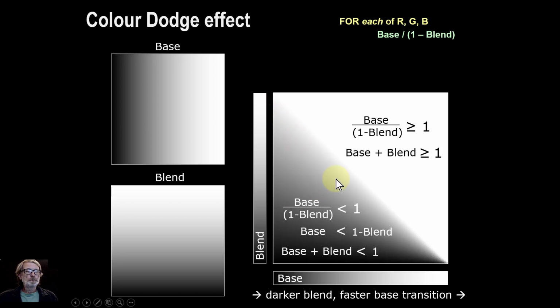You can also reflect this back over here. Base plus blend is less than 1 here, which means that base plus blend is going to be greater than 1 there. So all you need to know is the base value and the blend value, add them up, and you can tell whether it's going to be in the white area or in the shaded area.